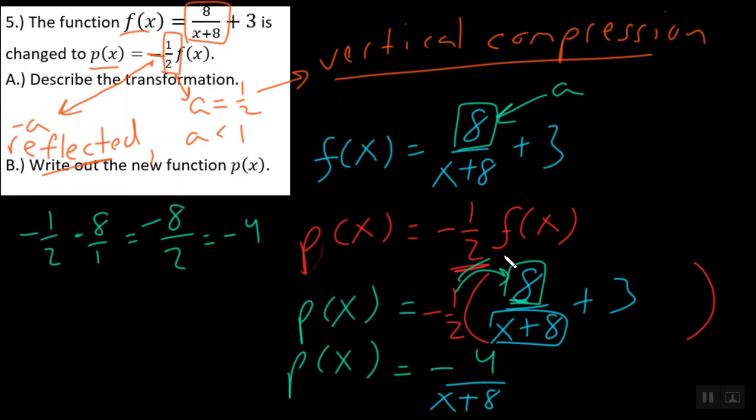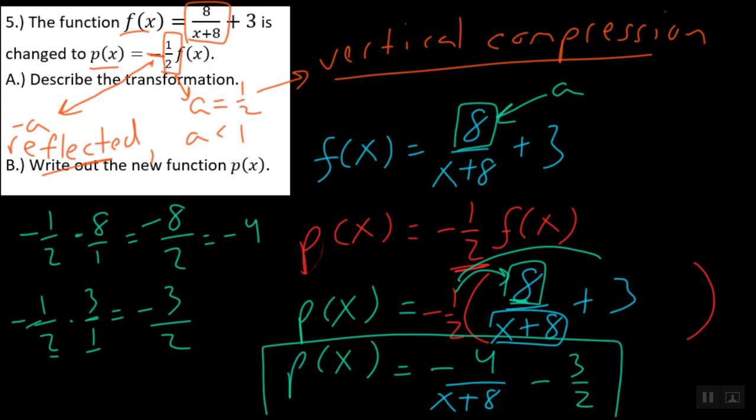And then negative 1/2 times 3, we can do that math over here, times 3 over 1, if you will. Negative 1 times 3 is negative 3 over 2 times 1 is 2. And we just write minus 3 over 2. And there is our new function p of x. I hope that these have helped you out, and I'll catch you in our level 3 video.